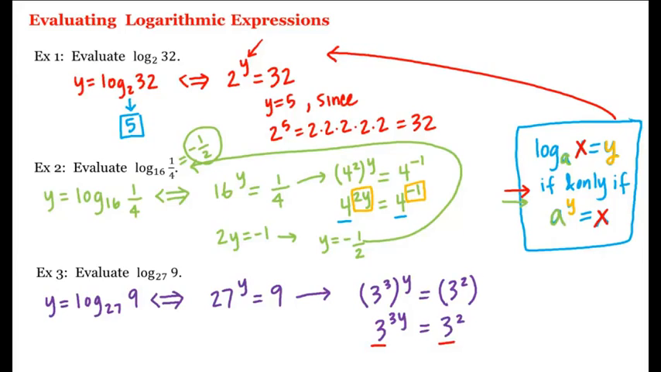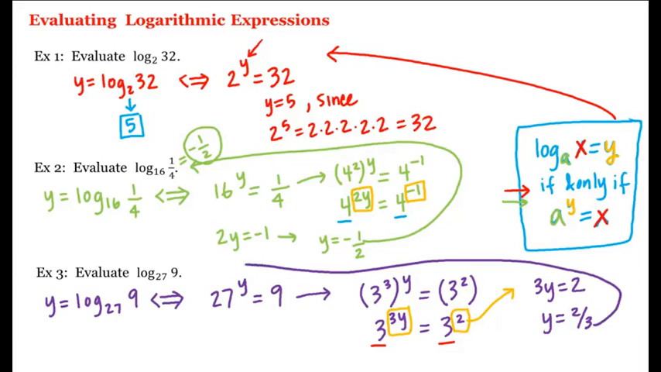And again, now that these bases are equal, these exponents will be as well. That is, 3y is equal to 2, or dividing by 3, we get y is equal to 2/3, which means that log base 27 of 9 is equal to 2/3.